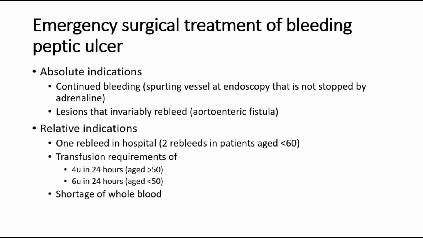Indications for emergency surgery for bleeding peptic ulcer. Absolute indications are continued bleeding or spurting vessel at endoscopy that is not stopped by adrenaline, or lesions that invariably rebleed. Relative indications include 1 rebleed in hospital or 2 rebleeds in patients aged less than 60, or transfusion requirements more than 4 or 6 units, or if there is shortage of whole blood.